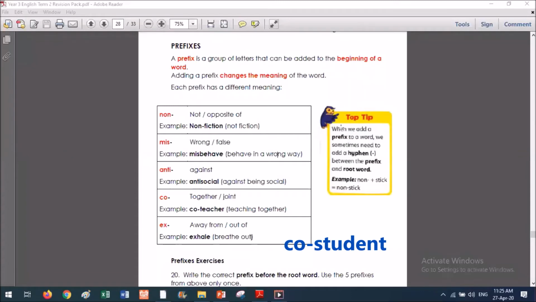Okay, Jada. Co-student? Are you students together? Yes. What about your parents? Do they have co-workers? Yes. So we could say co-student. I talk about you guys as co-students because you're students together. And there's also co-workers as well. Thank you, Jada. Very, very good.